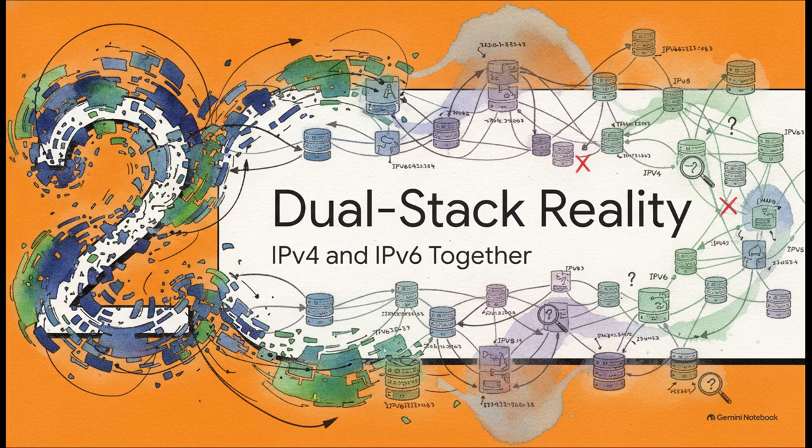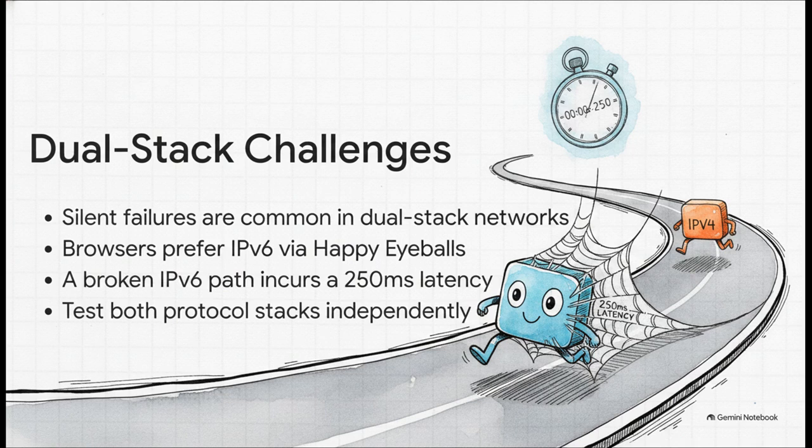Because, let's face it, you almost never run IPv6 in a total vacuum. We're dealing with both protocols running side by side in production. Now here's a massive trap you need to watch out for, and it's called happy eyeballs. Basically, modern browsers and operating systems are hardwired to prefer IPv6. When they try to connect to a site, they actually race both protocols, and they give IPv6 a head start of about 250 milliseconds. So what does this mean for you?